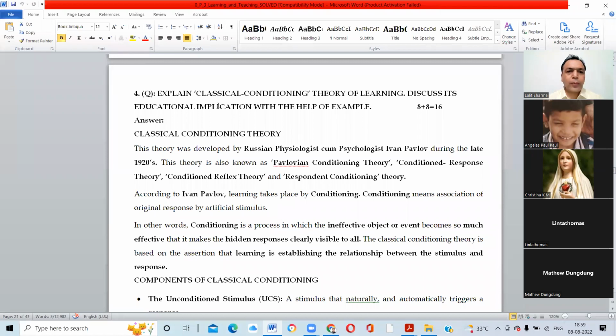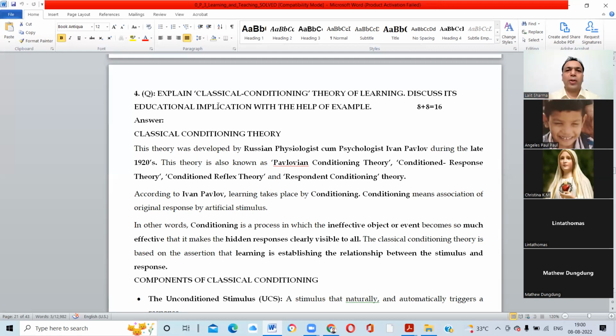So when this theory comes, there are four theories in your syllabus under unit second. One is classical conditioning, one is trial and error theory, one is operant conditioning theory, which was given by Skinner, and the fourth is Vygotsky's theory. There are four theories. So two theories have come. When any theory comes, first of all you have to define the theory, what the theory says, right? This is the classical conditioning theory.